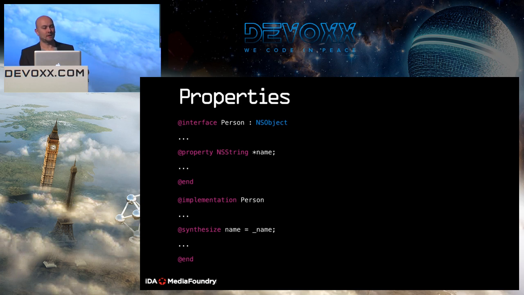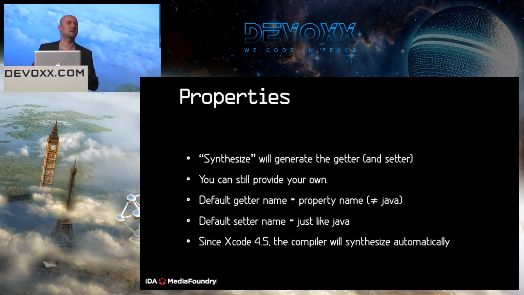And then what we do in the implementation part is we synthesize this property. So we do @synthesize, then name, and then equals underscore name. But this you can already forget, because since Xcode 4.4 or 4.5, this is done automatically by the compiler. So you don't even need that synthesize line anymore, just the property is enough.